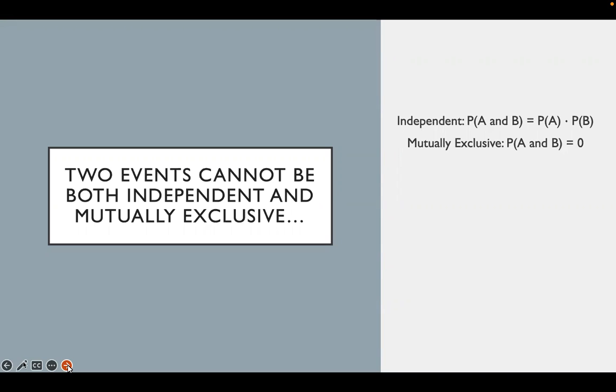Because when you're multiplying two things together, the only way to have an answer of 0 is for one of them to be 0. And if an event has the probability of 0, then that means that the event cannot happen. So the event actually does not even really exist. And that is independent events and mutually exclusive events.